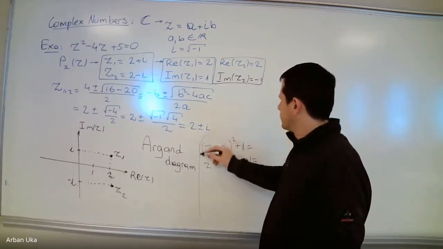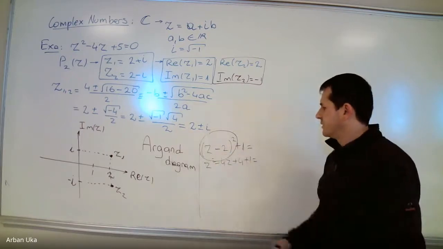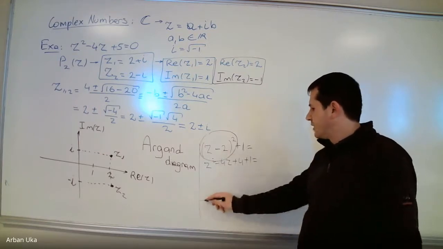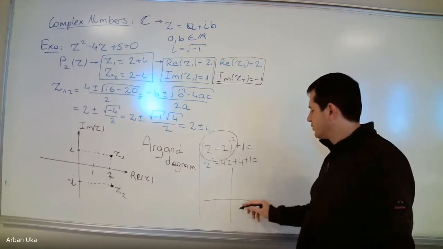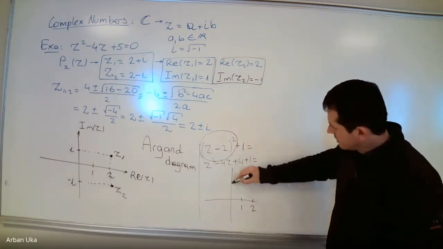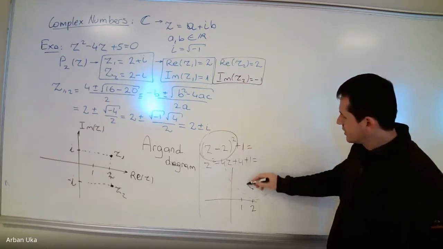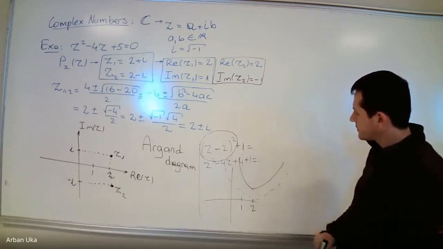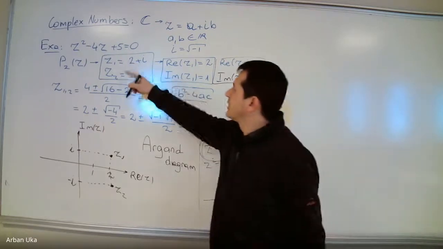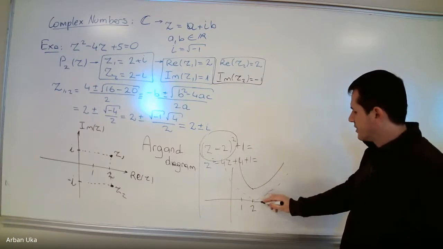Whatever z is, z minus 2 all squared will always be a positive number, with the smallest possible value 0 only when z is equal to 2. So this is 1, this is 2. Initially we have this graph, but then we lift the whole graph 1 unit higher. So this is the drawing of the graph of z squared minus 4z plus 5. We see that it never intersects with the x-axis.